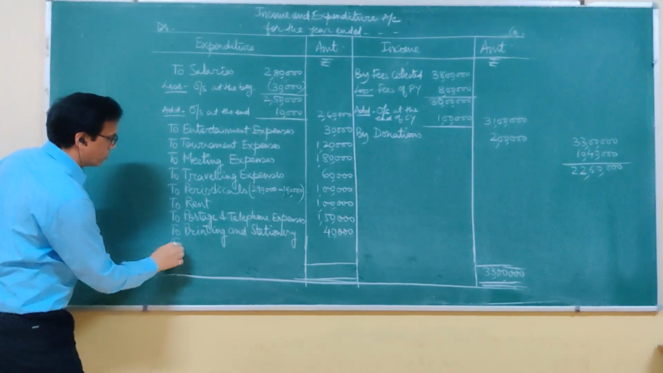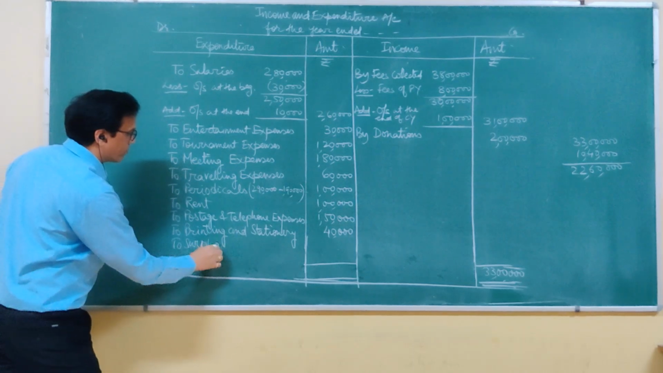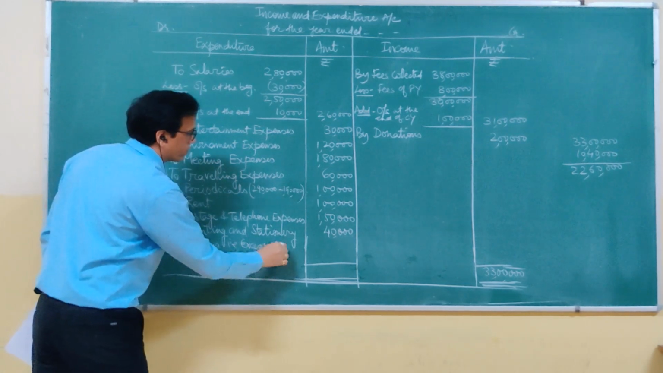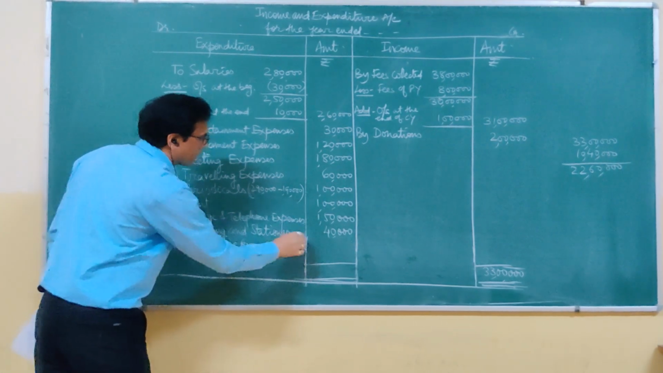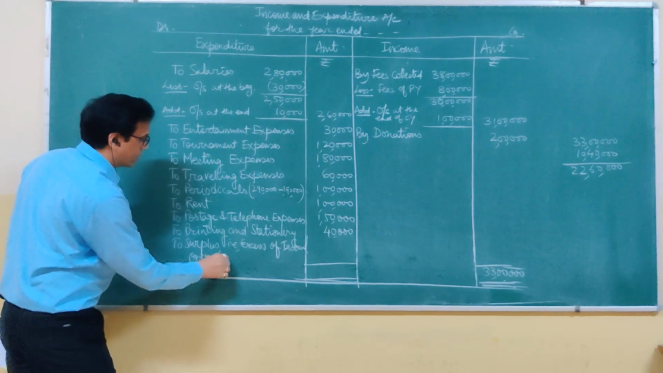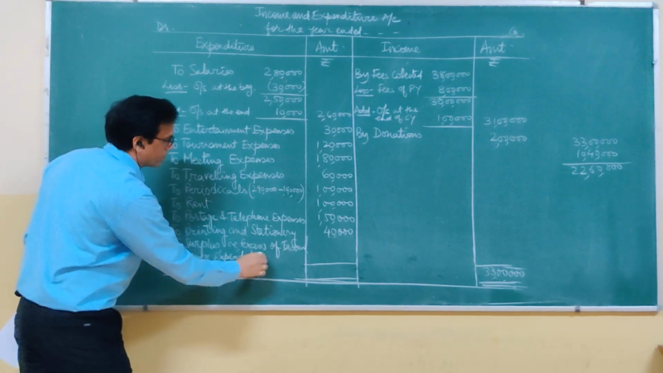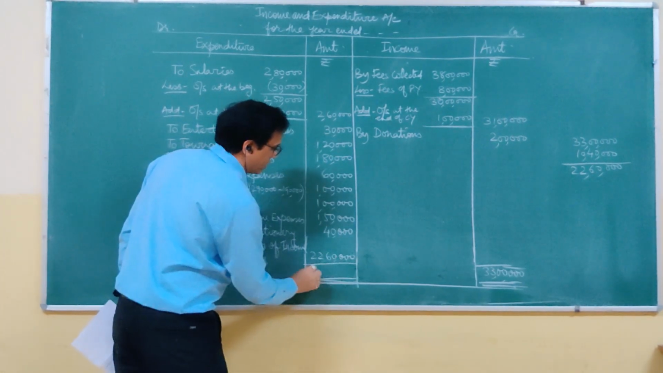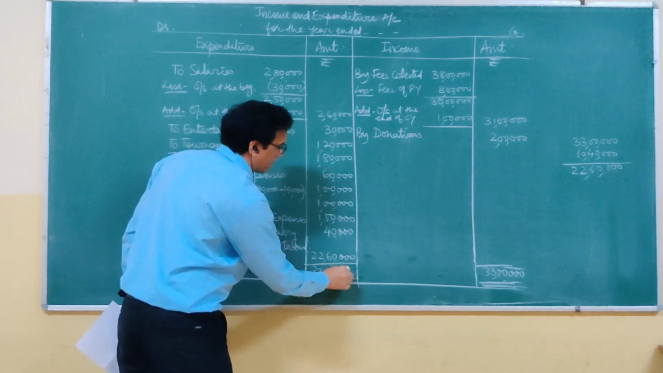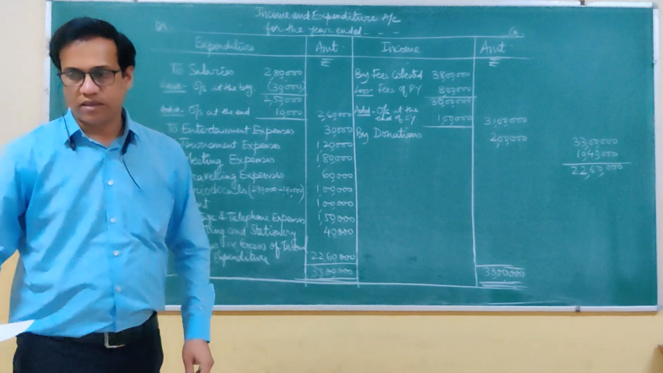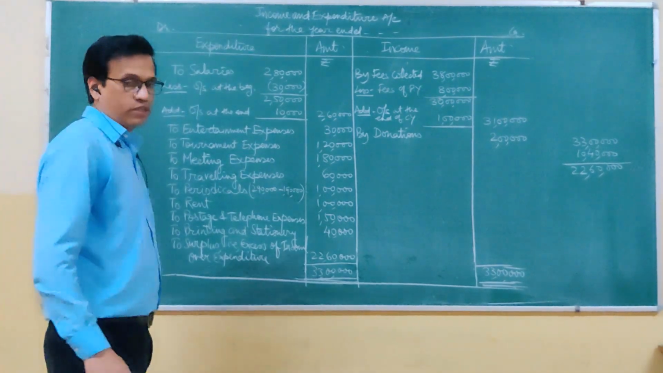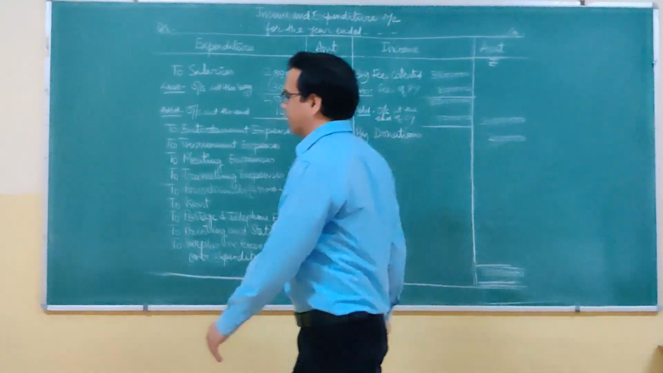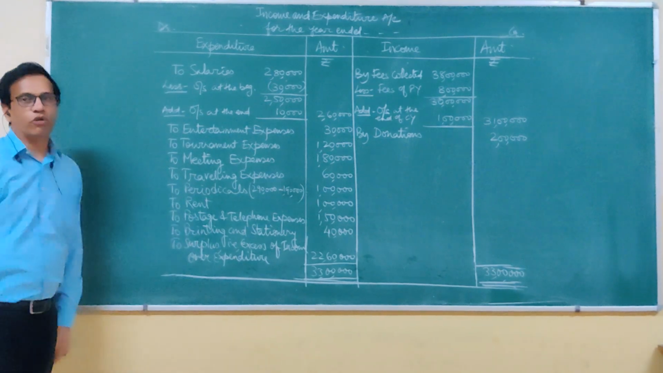So we write To surplus, that is excess of income over expenditure, ₹22,60,000. Total 33 lakhs. So this way we prepare this income and expenditure account with the help of the given information and rough calculations. Now have a glance of the solution.